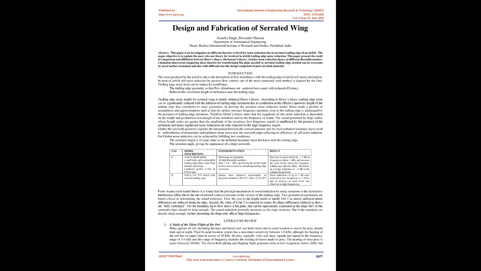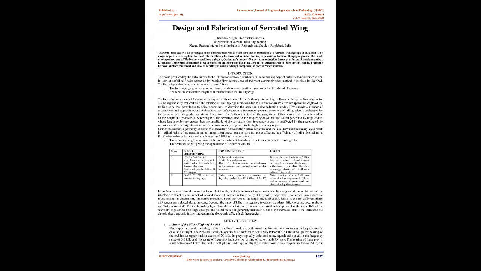Gruber. The sawtooth geometry explains the interaction between the vortical structure and the local turbulent boundary layer, resulting in redistribution of momentum and turbulent shear stress near the sawtooth edges, affecting the efficiency of self-noise radiation. For Gruber, noise reduction can be achieved by fulfilling two conditions. The serration length is of the same order as the turbulent boundary layer thickness near the trailing edge, and the serration angle gives the appearance of a sharp sawtooth.